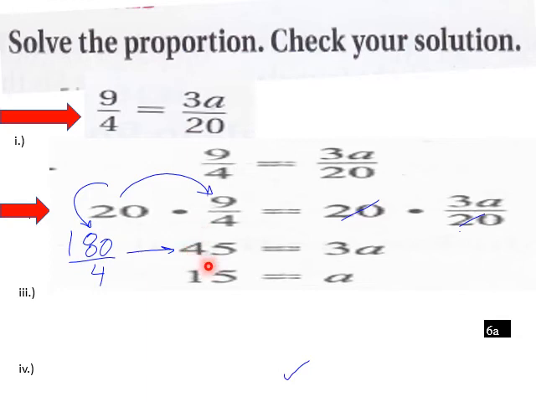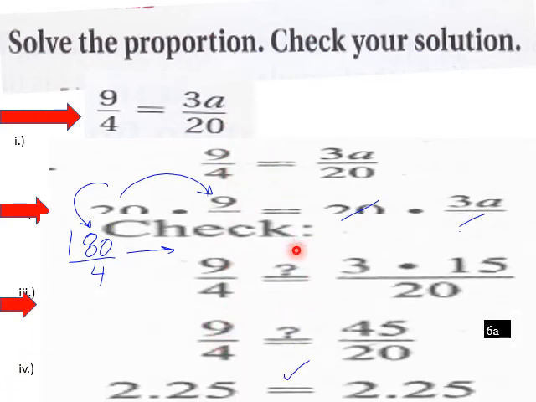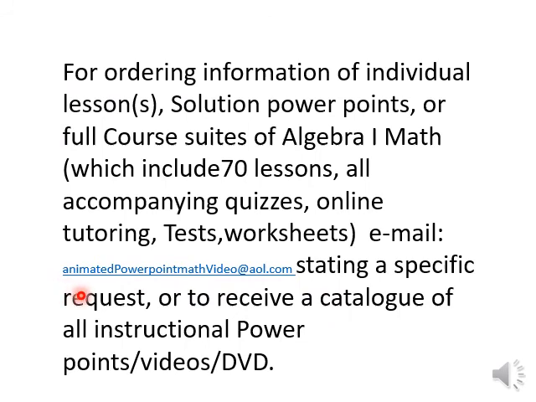180 over 4 is 45, and then divide through by 3, and then we end up with 15 equals a for our solution there. So to check, we plug in our amount there, and we have 3 times 15 over 20. Does that equal 9 over 4? So 45 over 20, does that equal 9 over 4? And well, sure enough, it does. 2.25 equals 2.25. So it does indeed check. And that's your lesson for today.